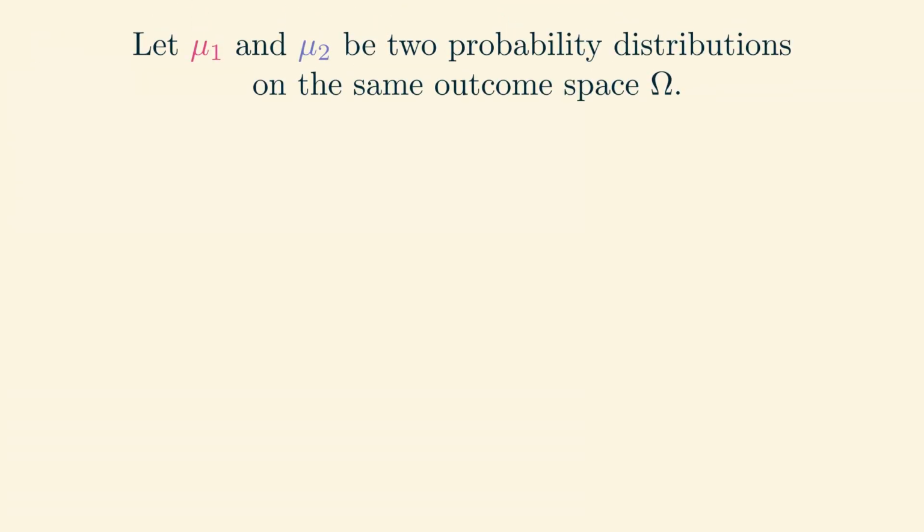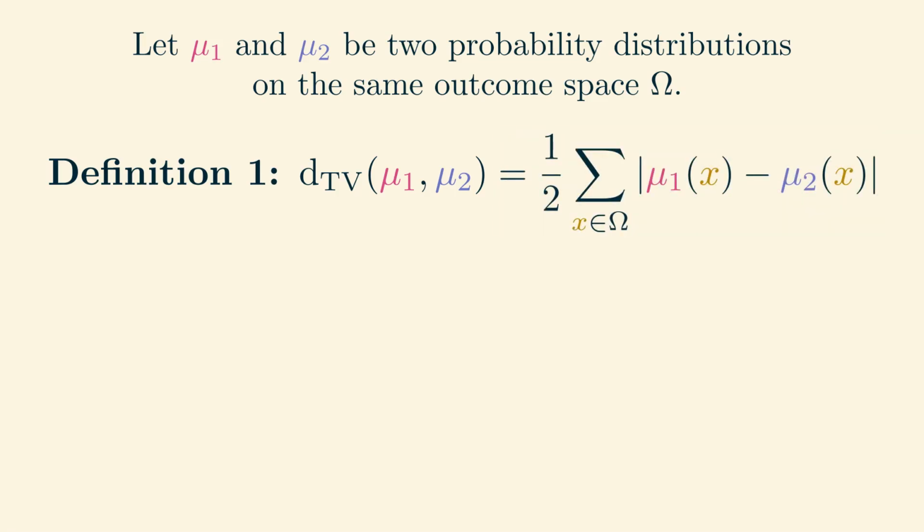Now, if we have any 2 probability distributions mu1 and mu2 on the same outcome space omega, then one way to measure the distance between mu1 and mu2 is by using the following formula. For each possible outcome, we compare the probability of that outcome in the distribution mu1 with that in the distribution mu2.